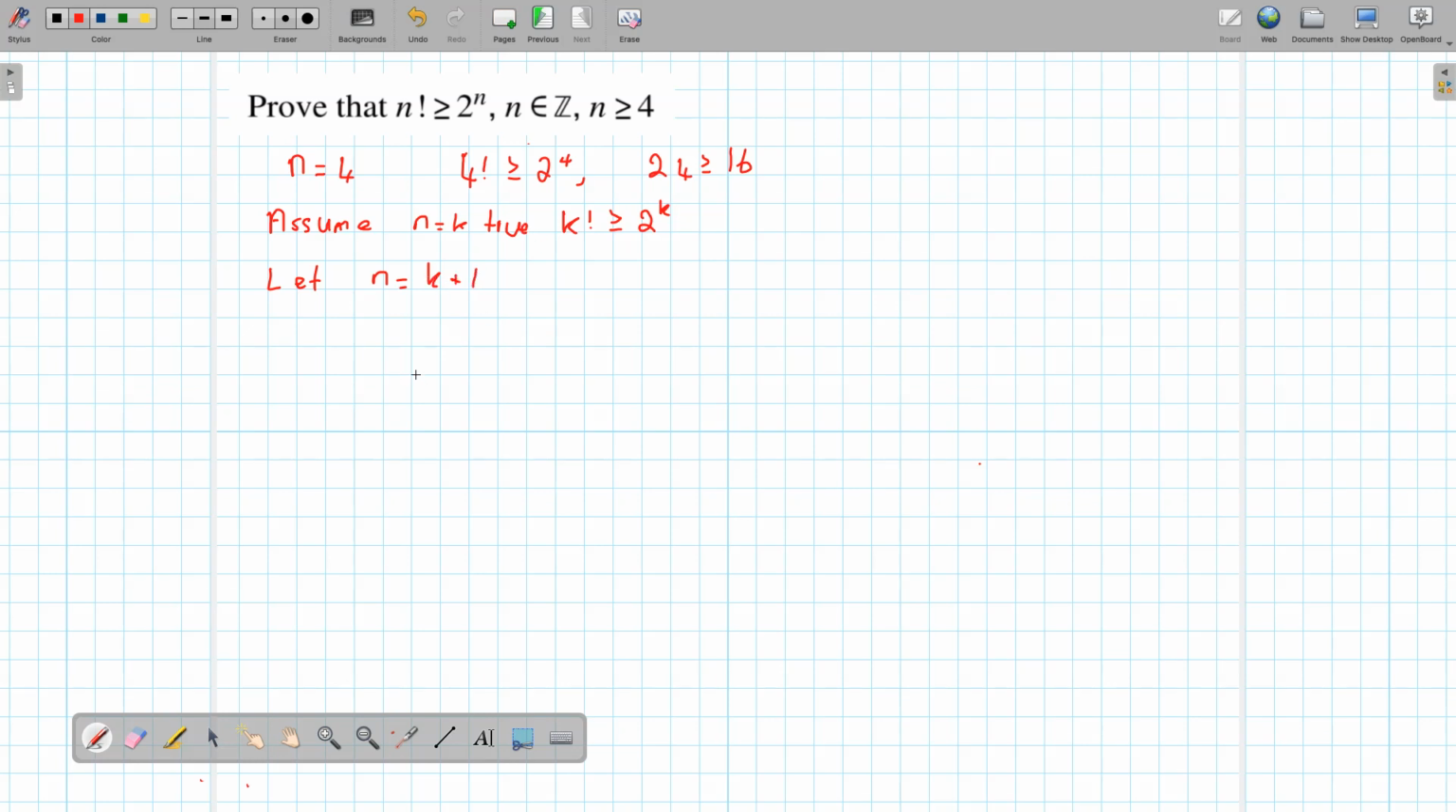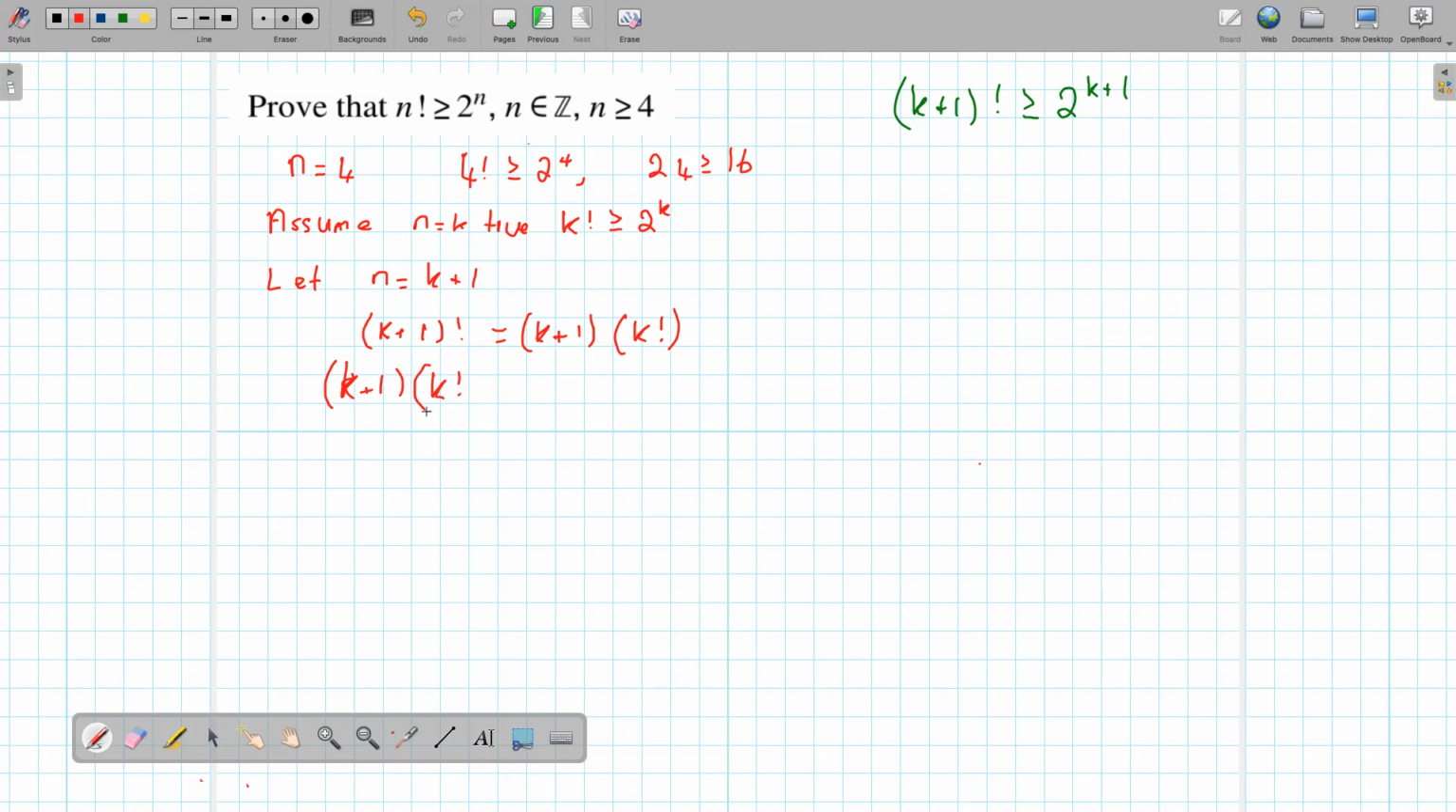Right, k plus 1. Now, before I start doing this, where do I want to get to at the end? I want to replace that n with k plus 1. I want to do some algebra and end up with this being 2 to the k plus 1. So what I know is that k plus 1 factorial equals k plus 1 times k factorial.